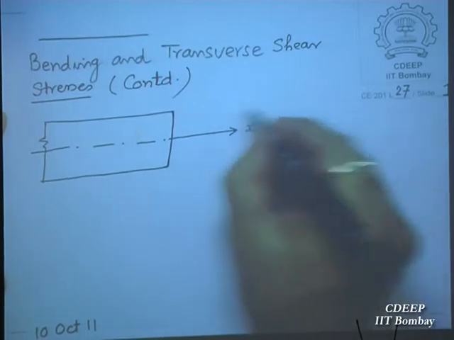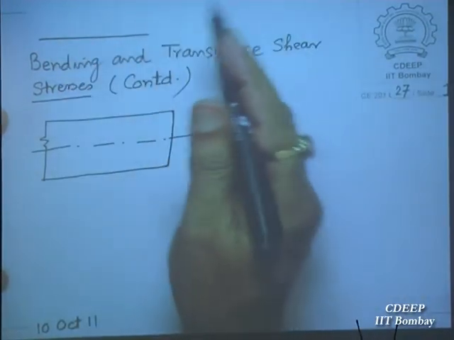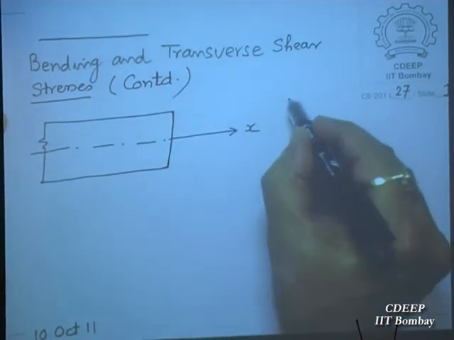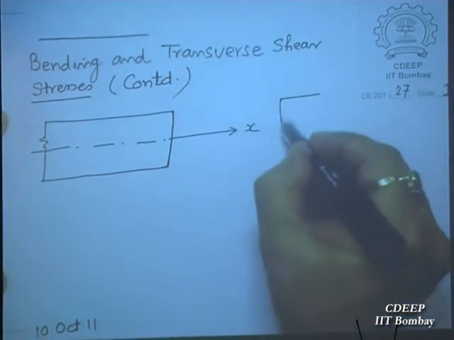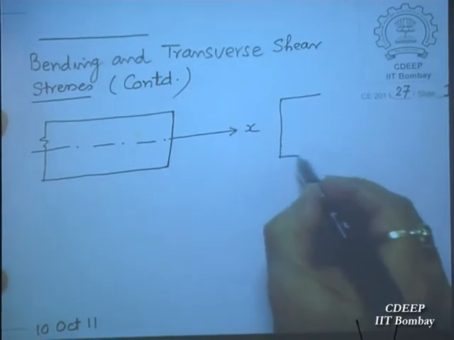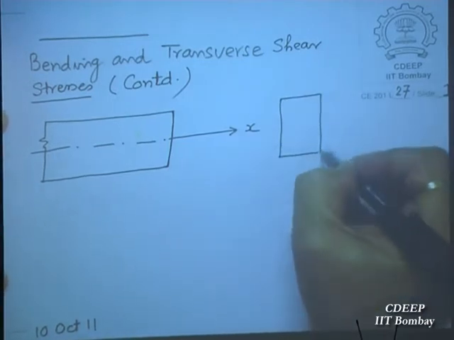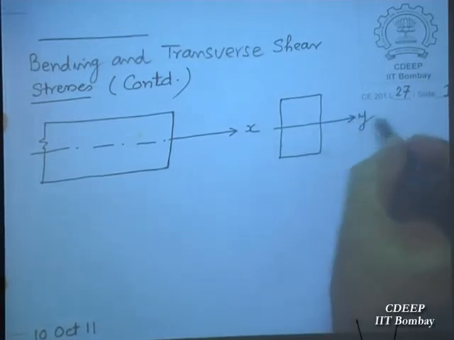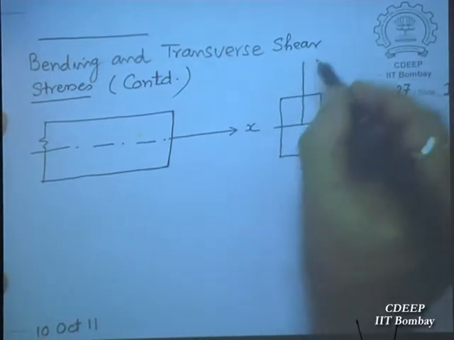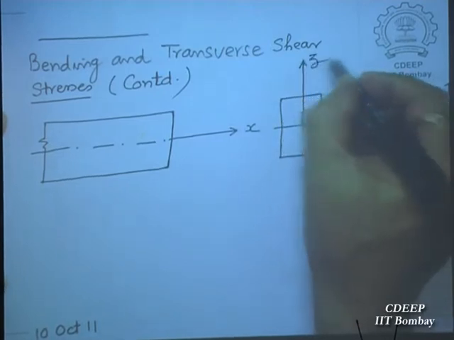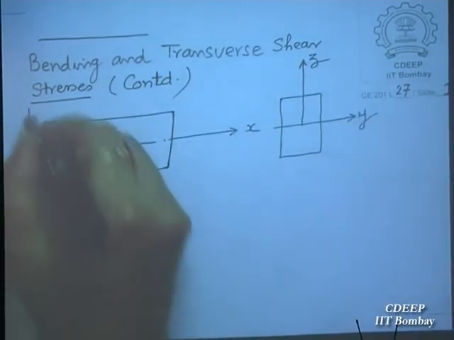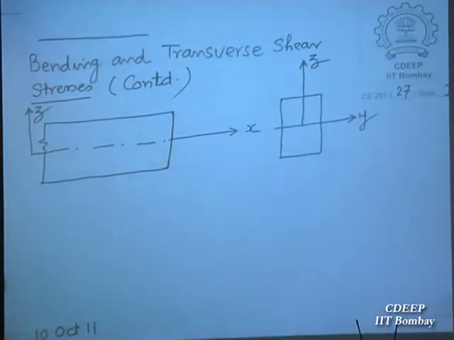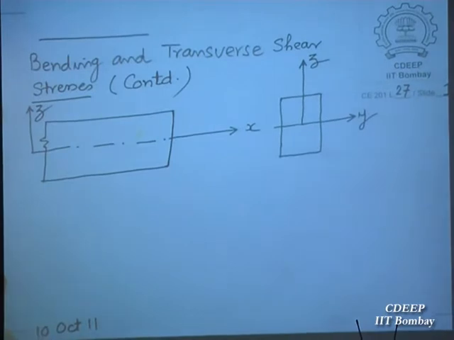That means if I look standing on this side, then the cross section will look something like this. Let us take a rectangular cross section for simplicity. So it is going to look like this, and this is your y-axis and this is your z-axis. So these are bending and shear stresses.